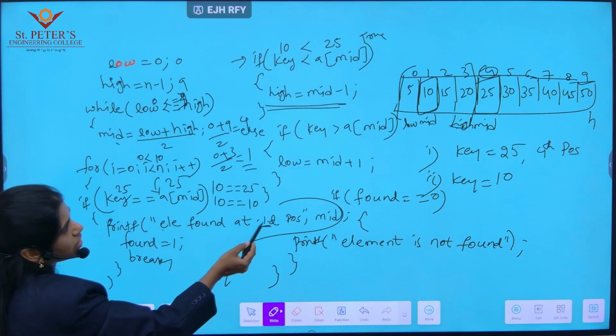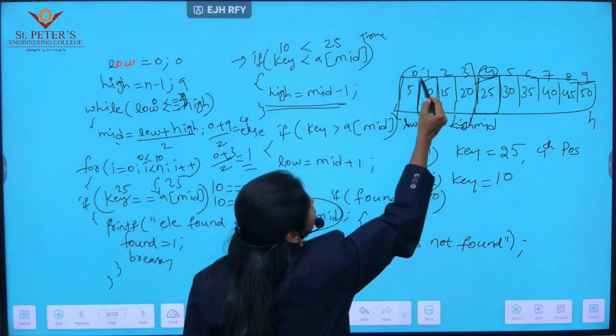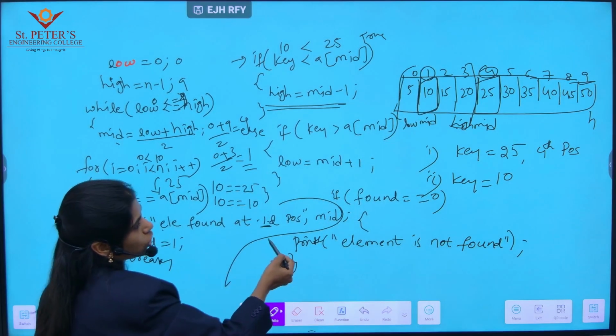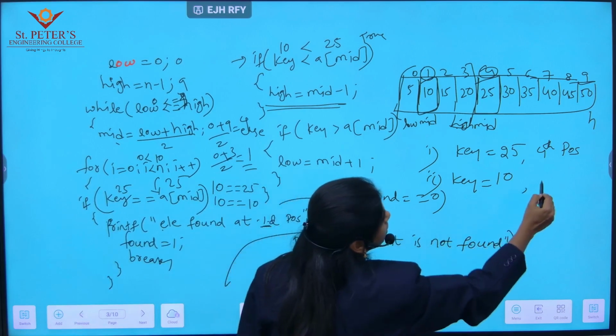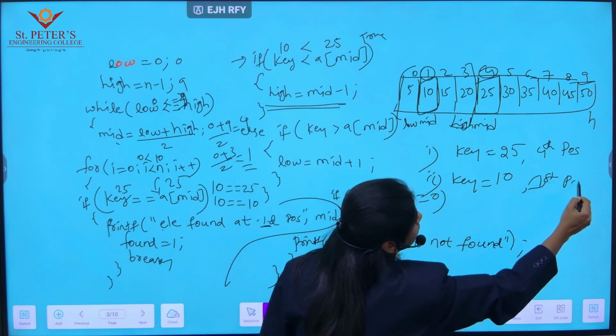Then the element is found at that position. What is that position here? In which position is it available? In the first position it is available. So that is going to be printed on the monitor. For this case, in the first position it is available.